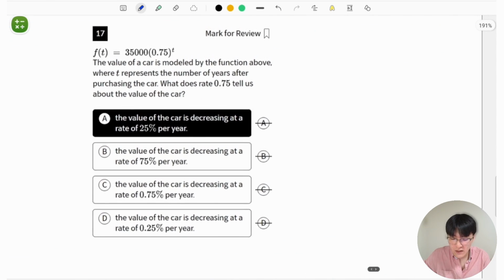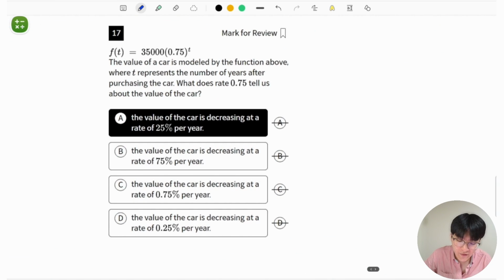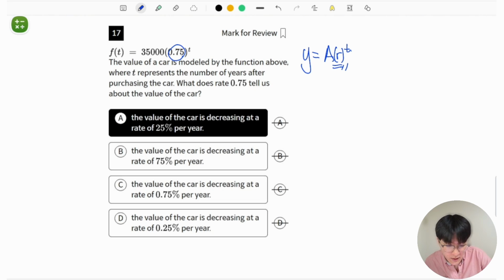Question 17, f(t) is equal to 35,000 times 0.75 to the power of t. The value of a car is modeled by the function above, where t represents the number of years after purchasing the car. What does the rate 0.75 tell us about the value of the car? So this is the rate, right? If we look at the equation, y is equal to a r to the power of t, this is the rate. And rate in this situation is 0.75, means from the original, how much was taken away? 0.25. What does that mean? The price of the car is decreasing 25% every single year.